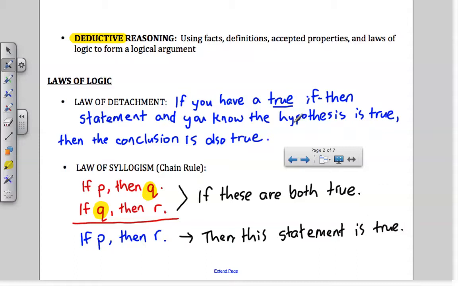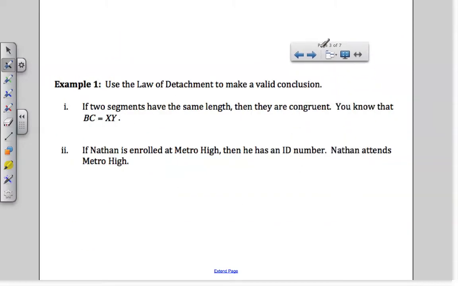Alright, so two laws of logic today: law of detachment and law of syllogism. Let's practice these. First, we're starting with law of detachment. This is where I have an if-then statement, and we're trying to draw a conclusion. I'm using law of detachment. I have an if-then statement. If two segments have the same length, then they are congruent. Now, of course, this part is my hypothesis. This is my conclusion. This is true, right? If two segments have the same length, yeah, they're congruent.